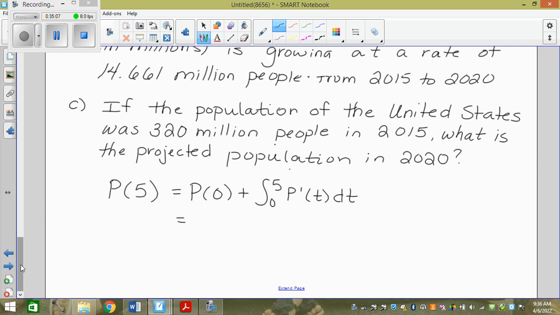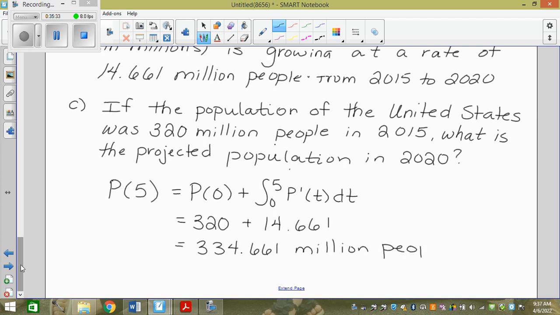No. If it's part of your question, they have to get through it to get to that part. You don't have to redo it. So we know that at 0, it's 320, plus the integral from 0 to 5, which was 14.661. And so we're going to get 334.661 million people.